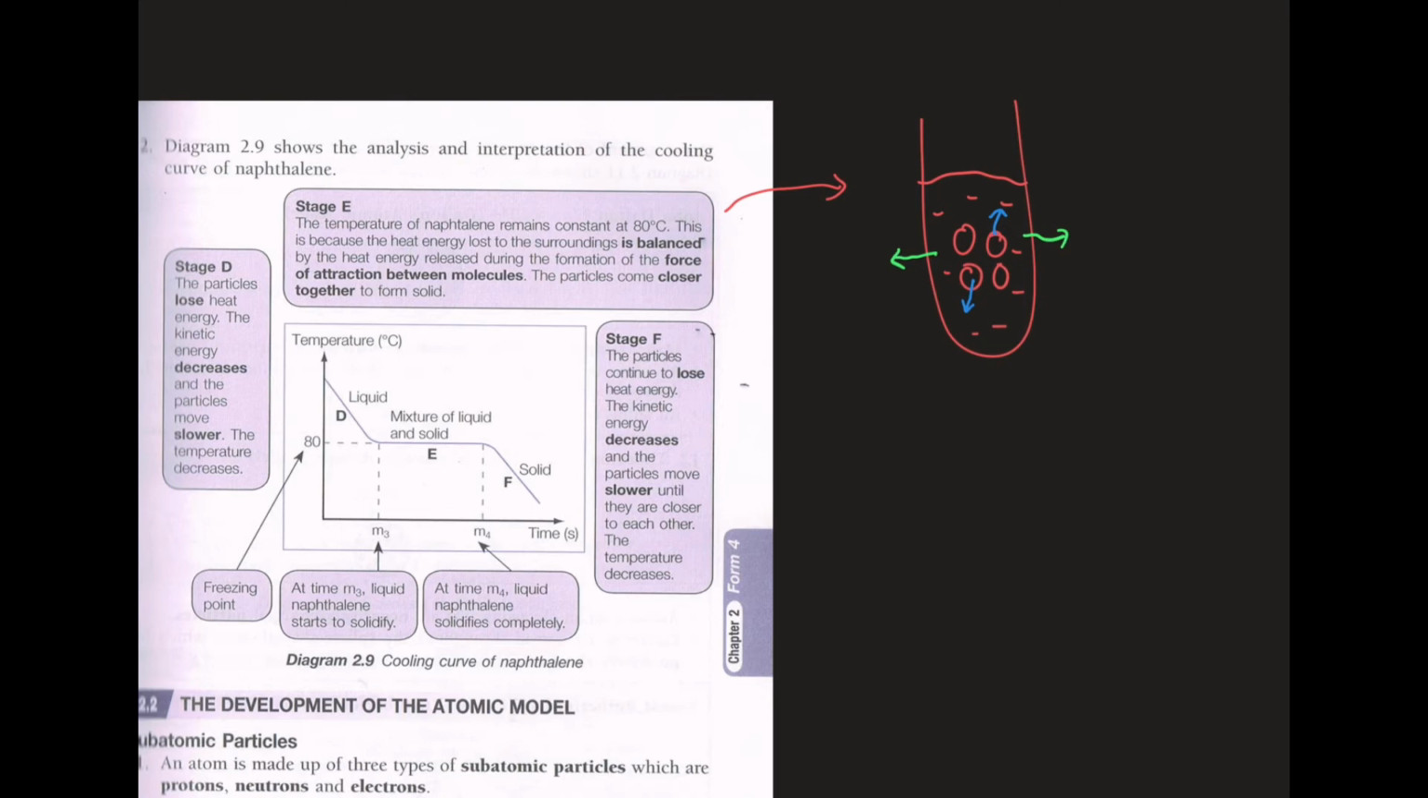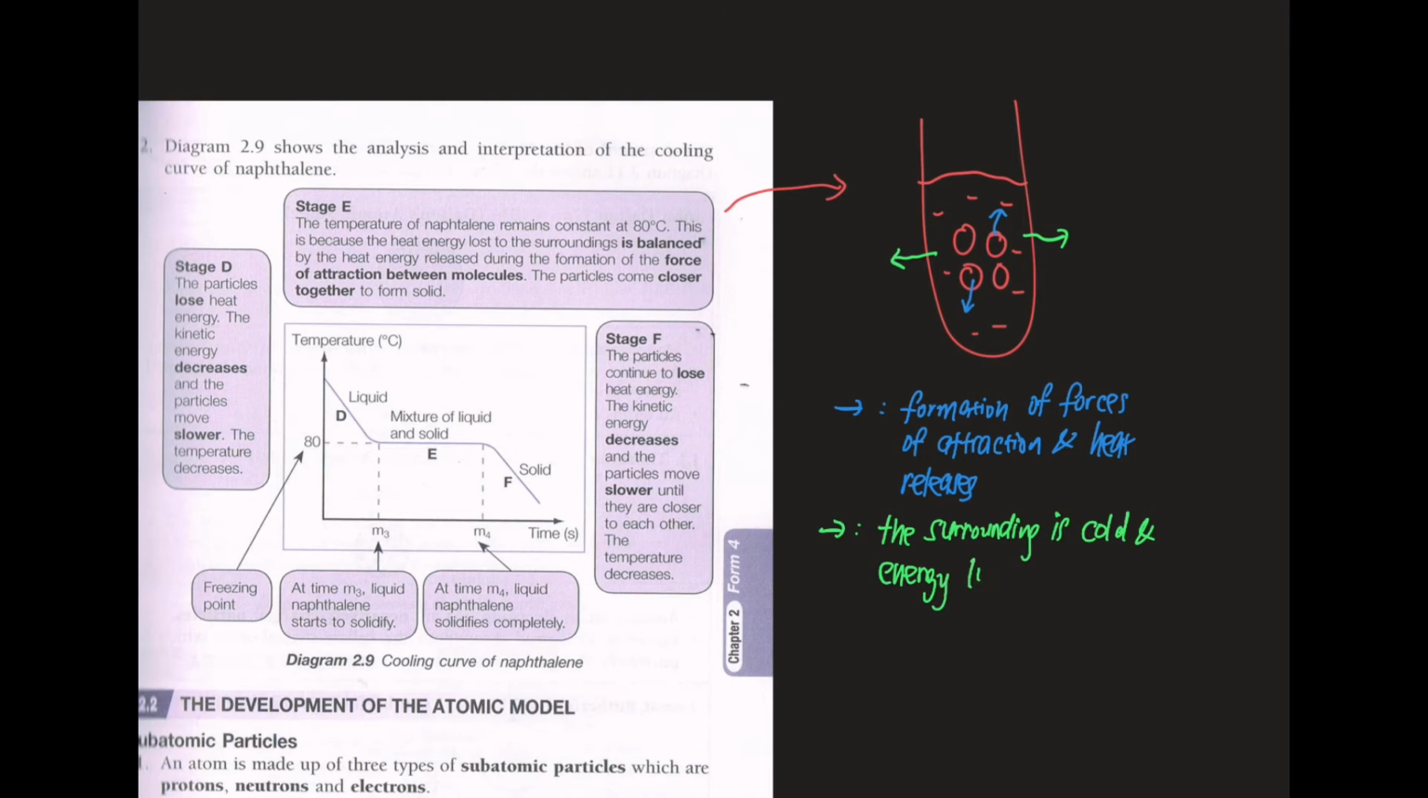So blue is formation of forces of attraction and heat releases. The green one, the surrounding is cold and energy is lost to the surrounding. So the green one is balanced with the blue one, and hence temperature remains constant. Okay, then never ever say anything about kinetic energy at this stage. Kinetic energy will make temperature go down.